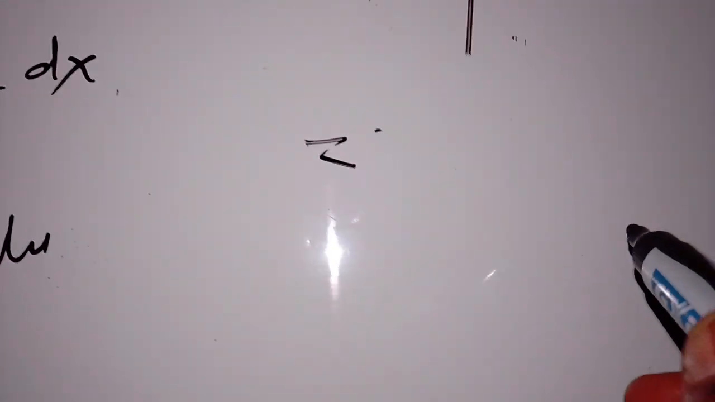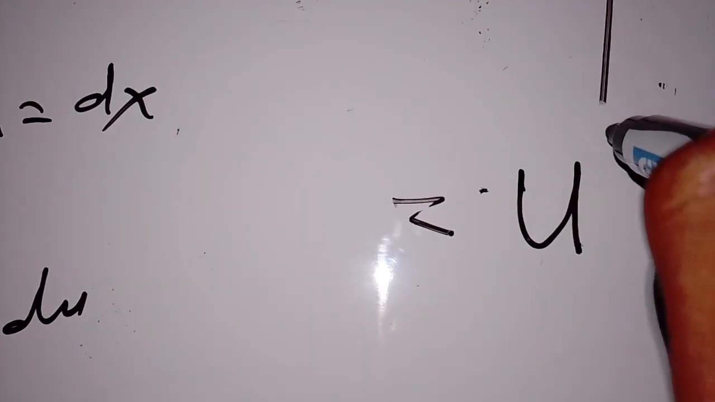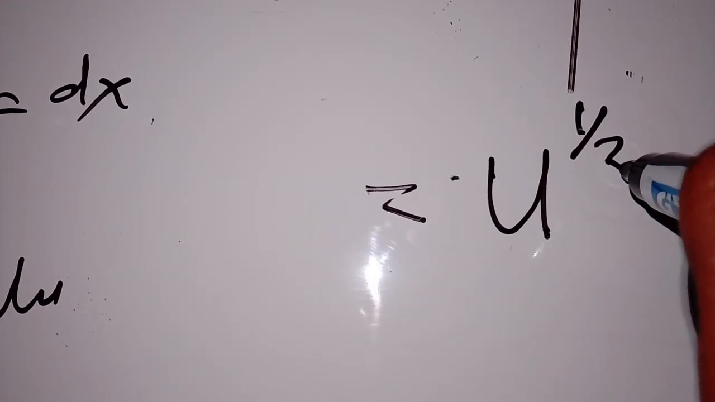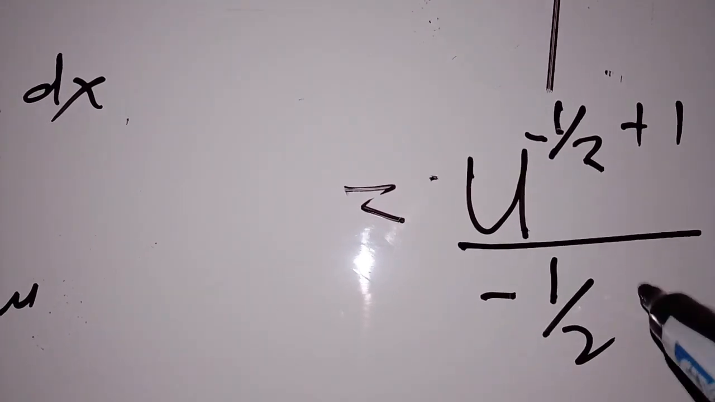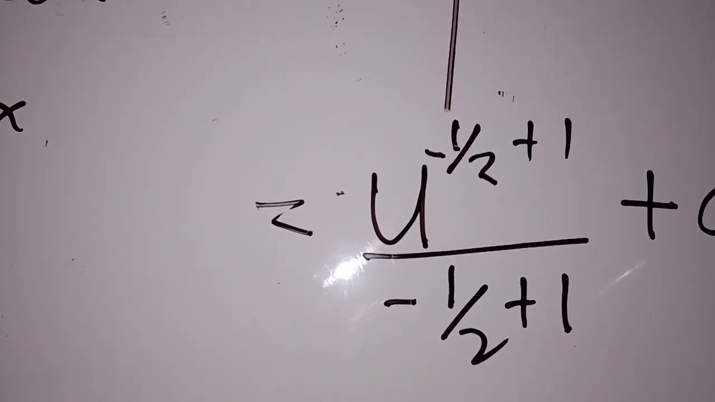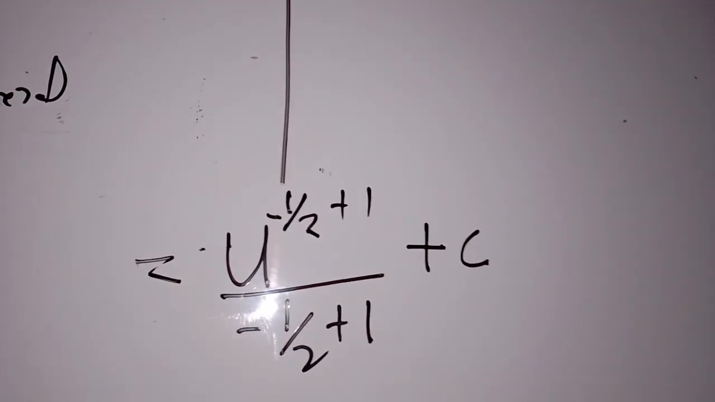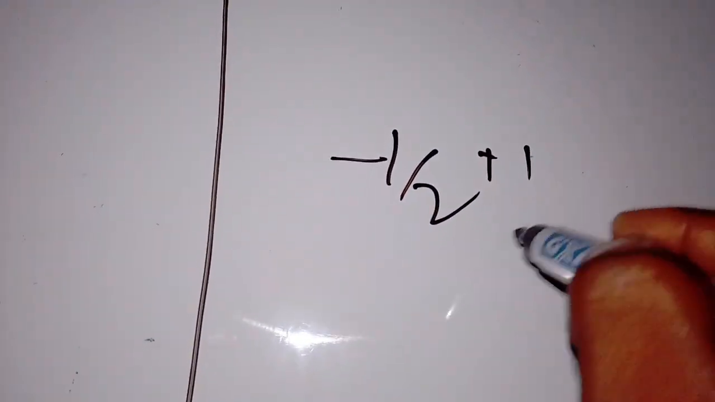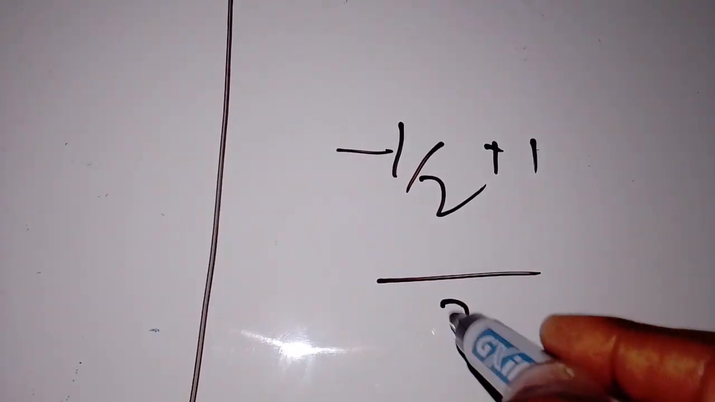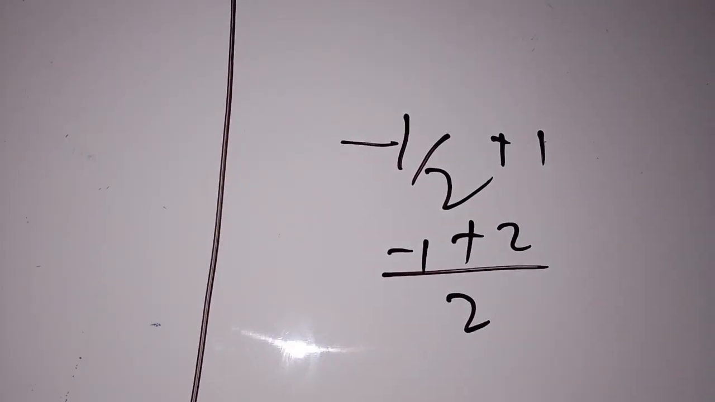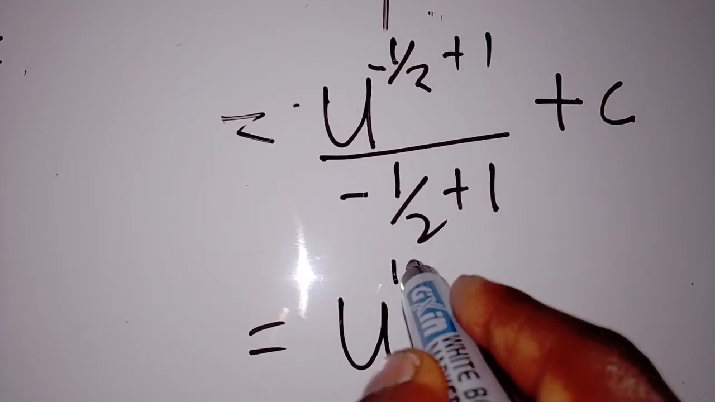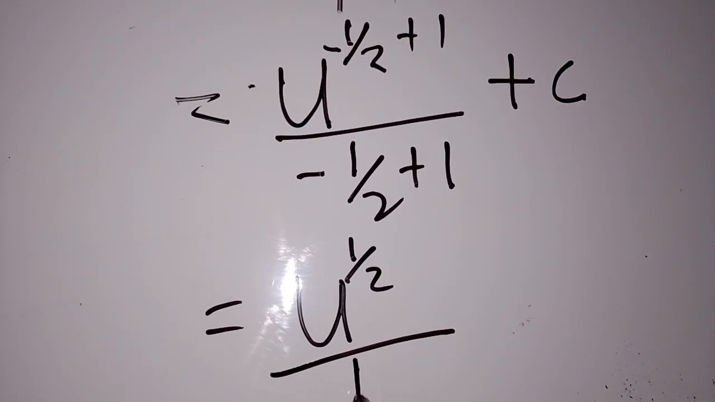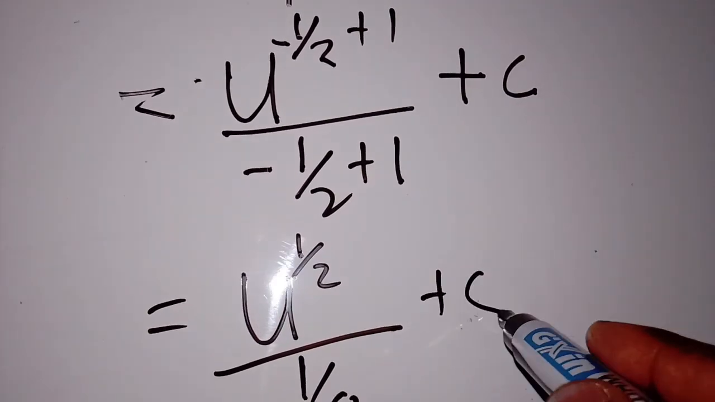Which is going to give us u to the power negative 1 over 2 plus 1, over negative 1 over 2 plus 1, plus c. Don't forget the constant. Once you forget, you get it all wrong. Okay, so when you have negative 1 over 2 plus 1, the common denominator 2, it's going to be negative 1 plus 2, which is just going to be 1 over 2. So this one will be u to the power 1 over 2 over 1 over 2 plus c.